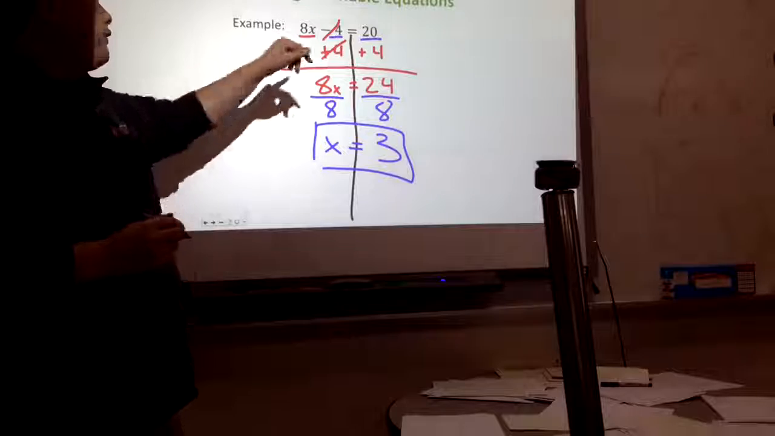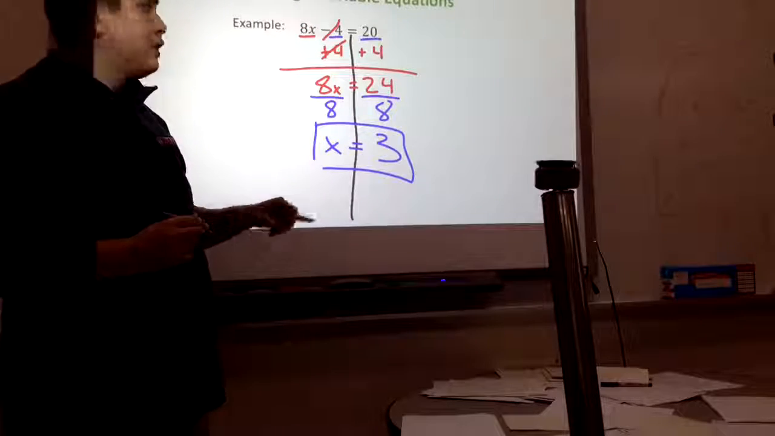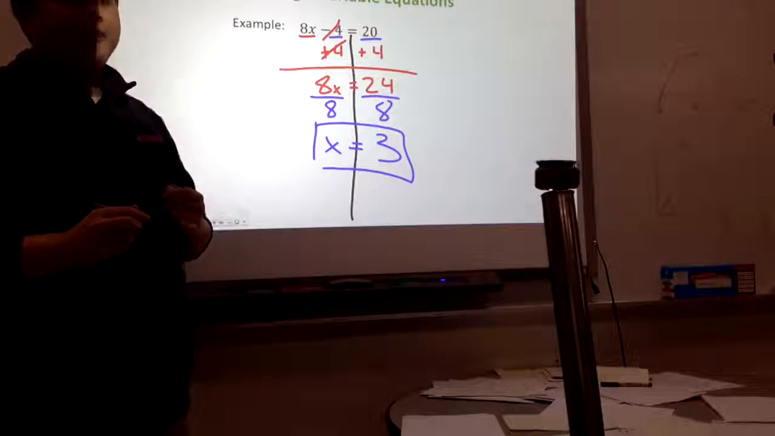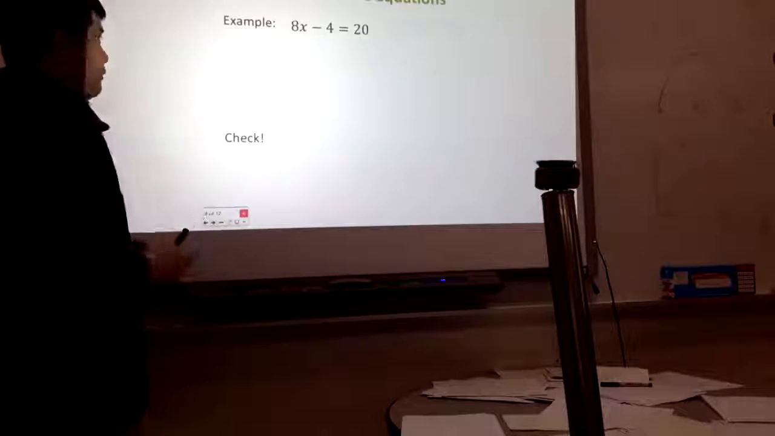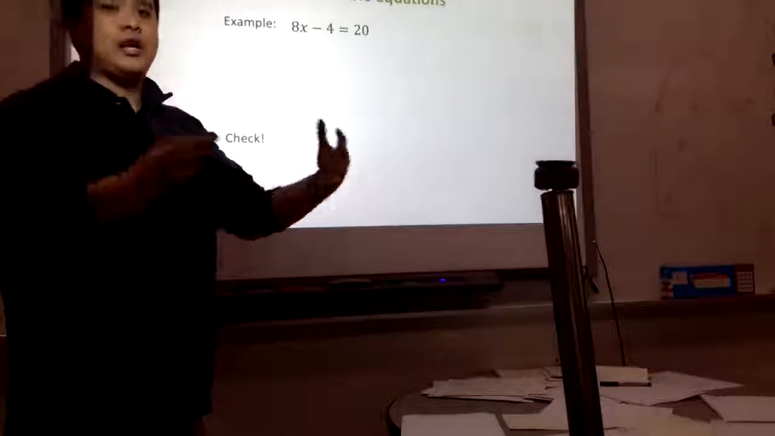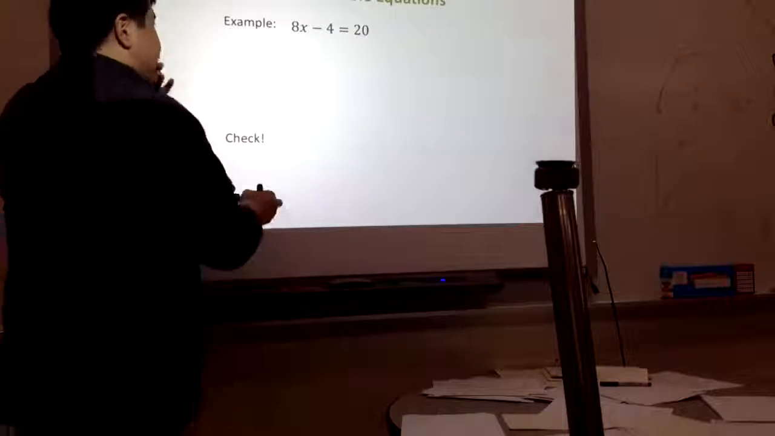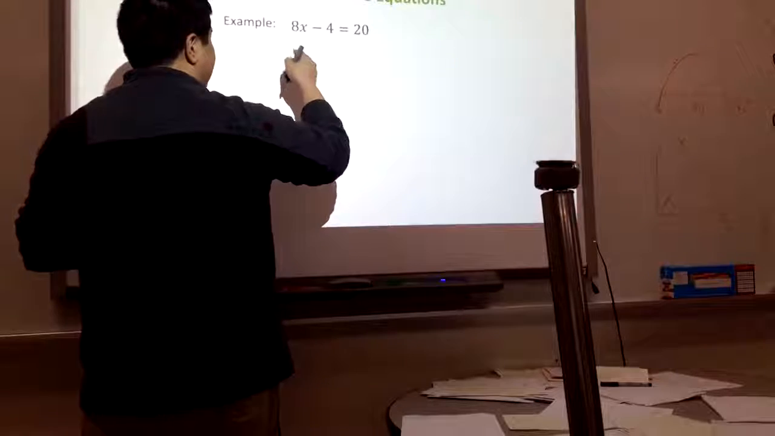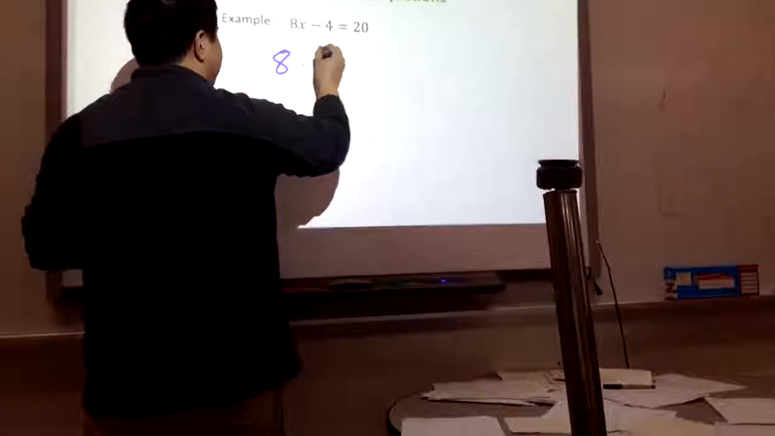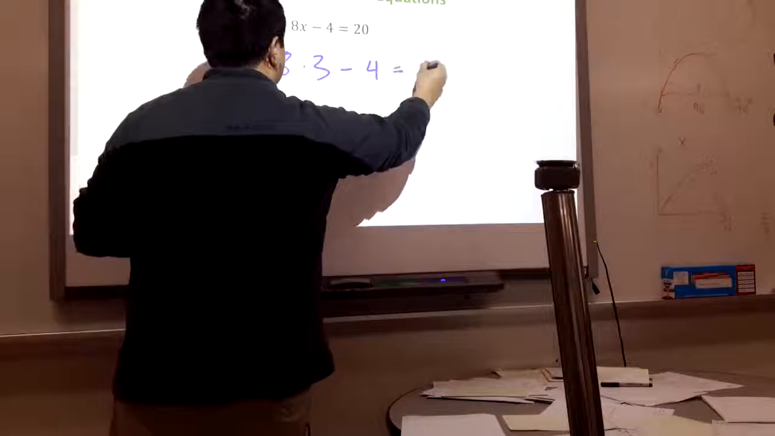And what this means is if I were to plug in 3 for x and simplify, we would get 20. So let's check that out. Every single problem, you're going to be required to do a check to see if you are correct. To do the check, I'm going to replace x with 3 and write the equation out. So 8 times 3 minus 4 should get us 20.